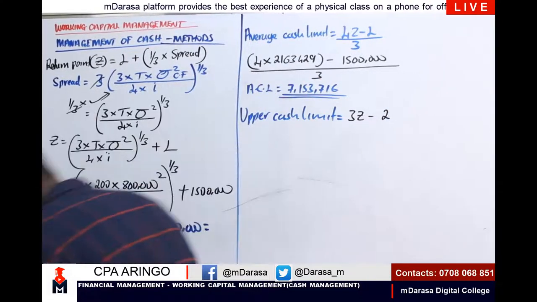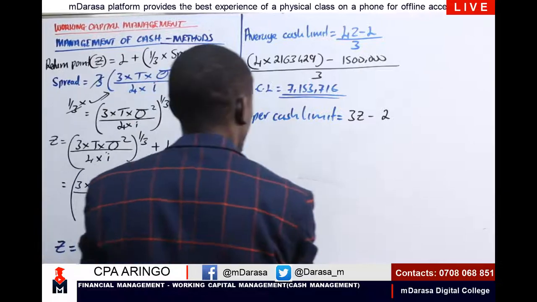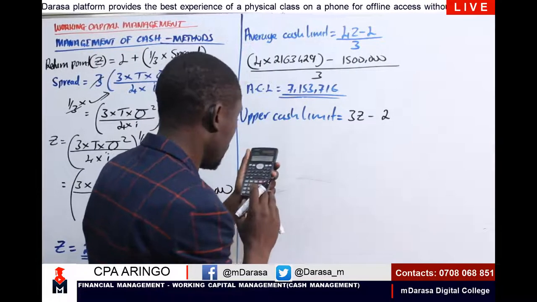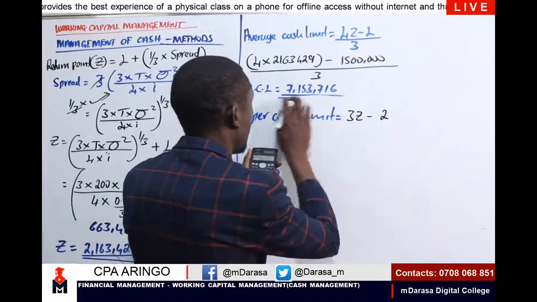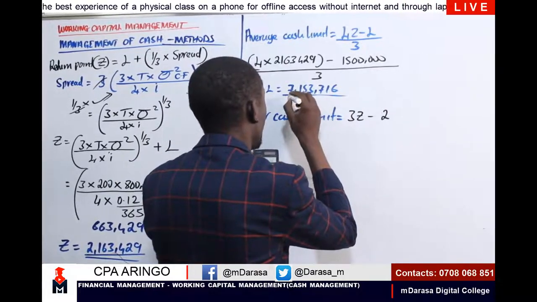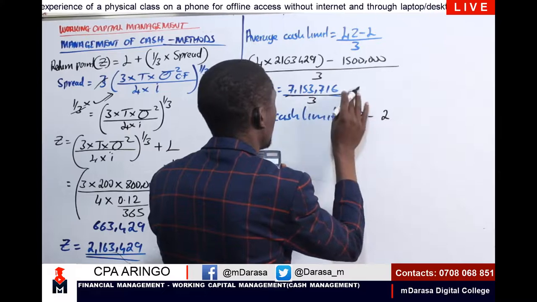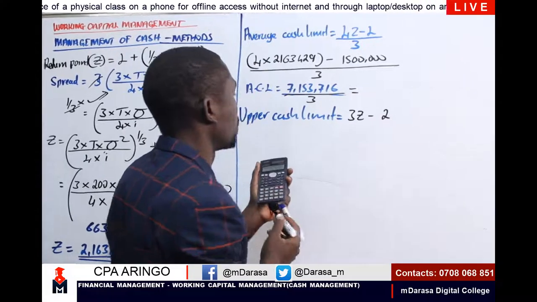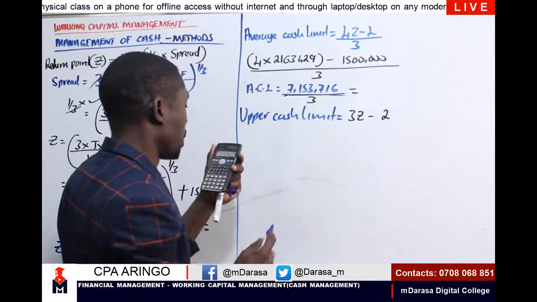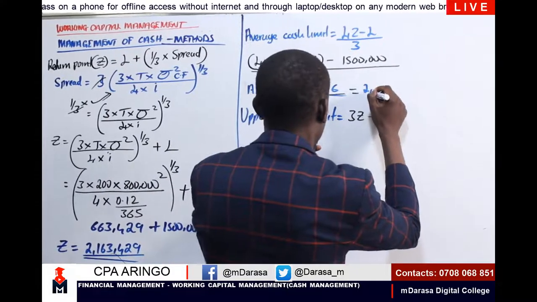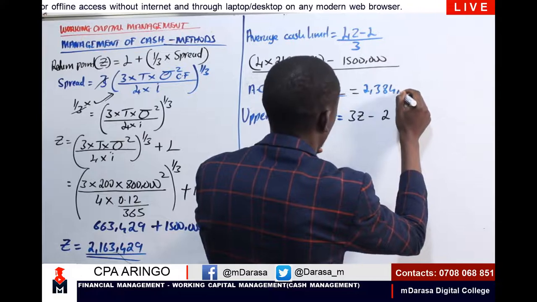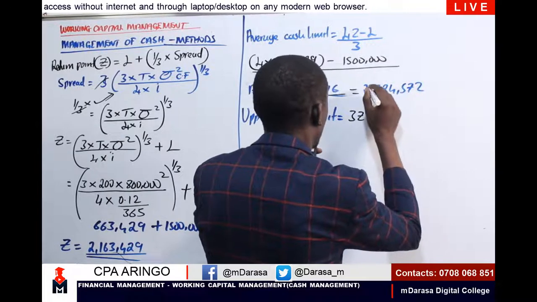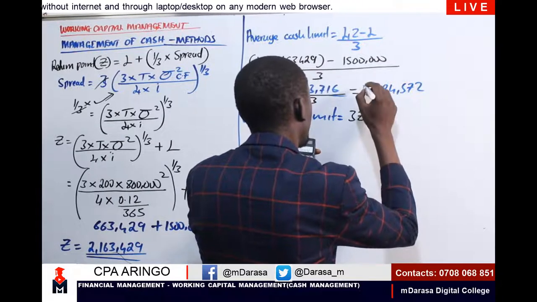Minus 2l. In this case, we divided this figure by 3. We haven't divided this figure by 3. So in this case, we just divide by 3. Sorry for that. I'm very sorry for that. We divide by 3. So therefore, if you divide by 3, that should give us how much? I'm getting a figure of 2,384,572. Kindly correct that. Divide by 3. Right?